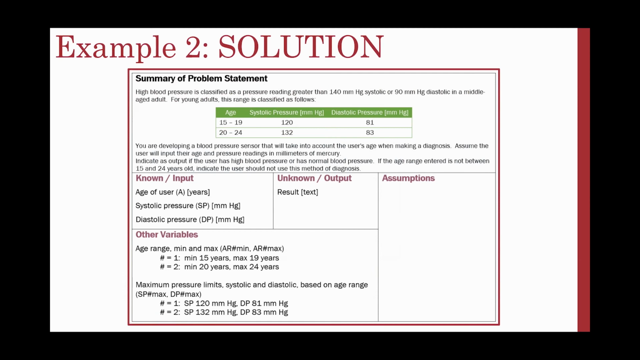Other variables that we're going to need are for our age range to be able to figure out, are they within the min and max range for our 15 to 19 range or our 20 to 24 range. And then we're going to need our maximum pressure limits for our systolic and diastolic blood pressure based on the age ranges. So we're going to make the assumption that the user is between 15 and 24 years old, because otherwise we don't really have anything to do.